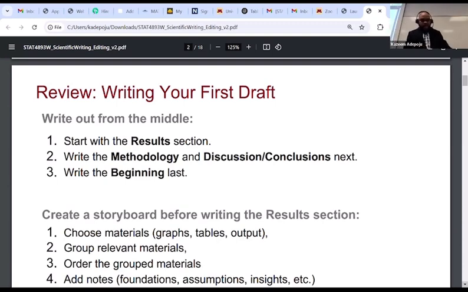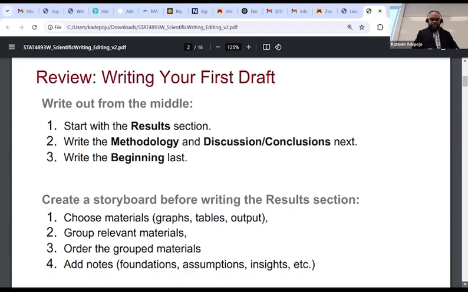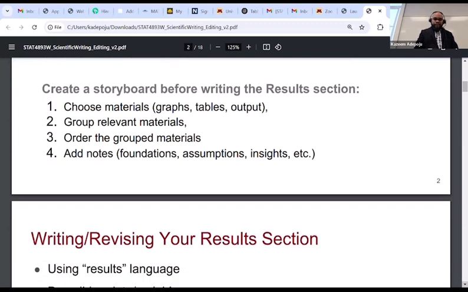Okay, so I'm going to move on. Now you choose a story before writing the result section. Don't forget, I said you're going to start from the middle, and the middle here is the result section, because the result section is in the middle. You start from there, and of course, you need to have a story to tell. And what kind of story?